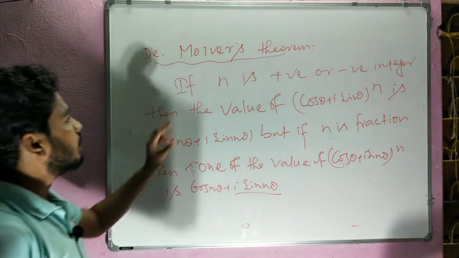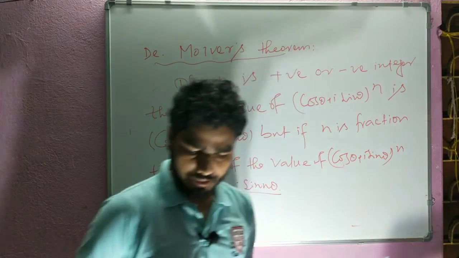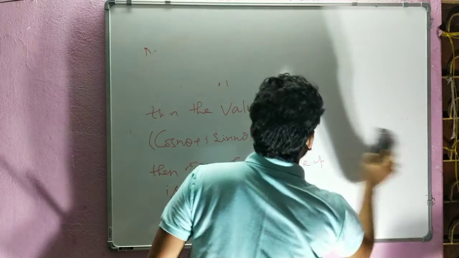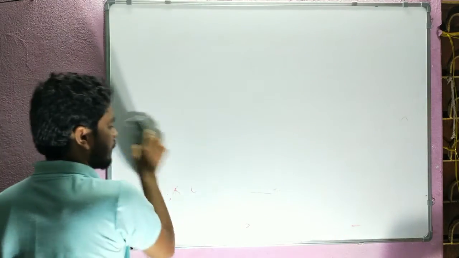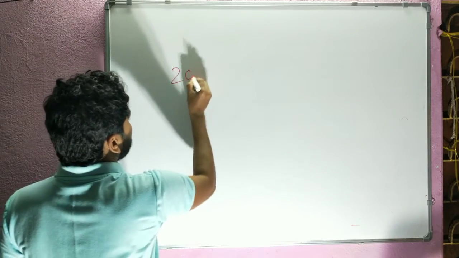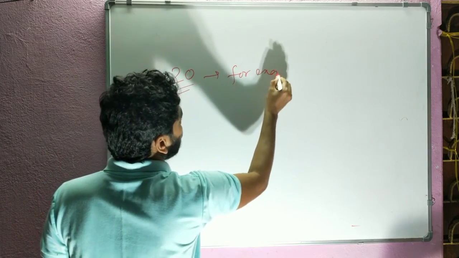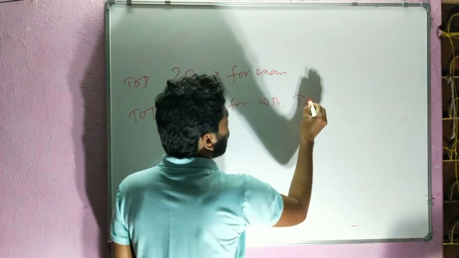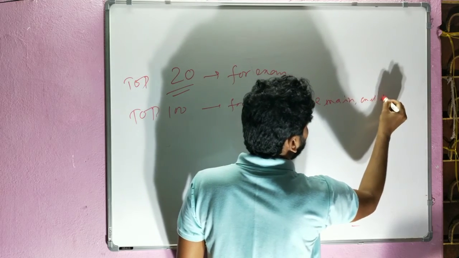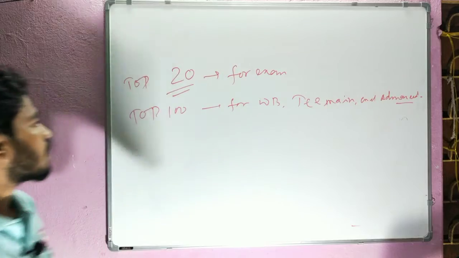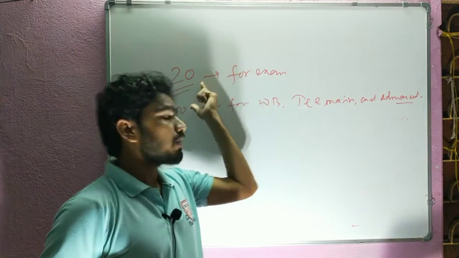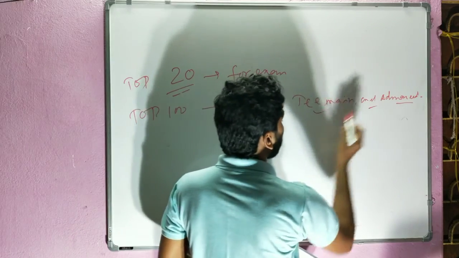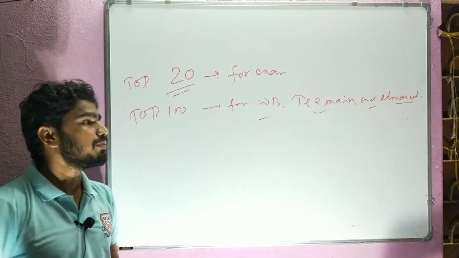Today we discussed the total basic concept of complex numbers. In the next class I will discuss very important sums for the board exam: the top 20 questions on complex numbers for any board exam, and the top 100 questions for WBJEE, JEE Main, advanced and any other joint entrance or competitive exam.